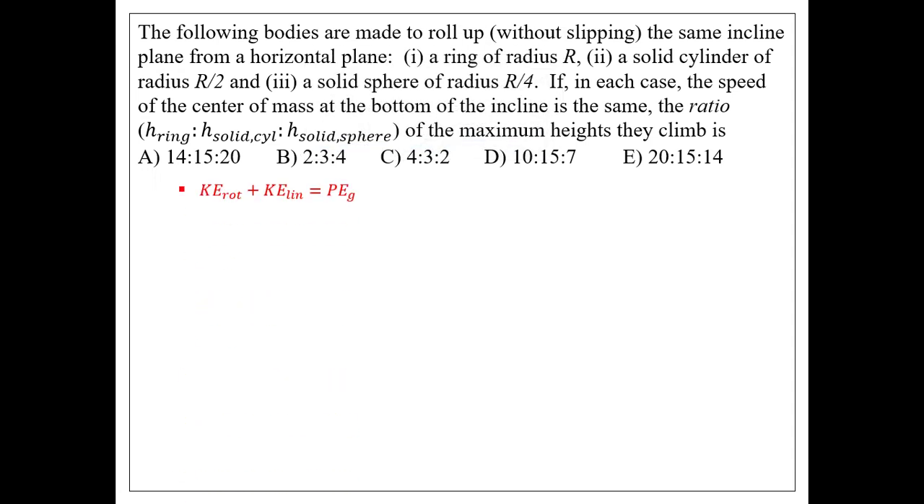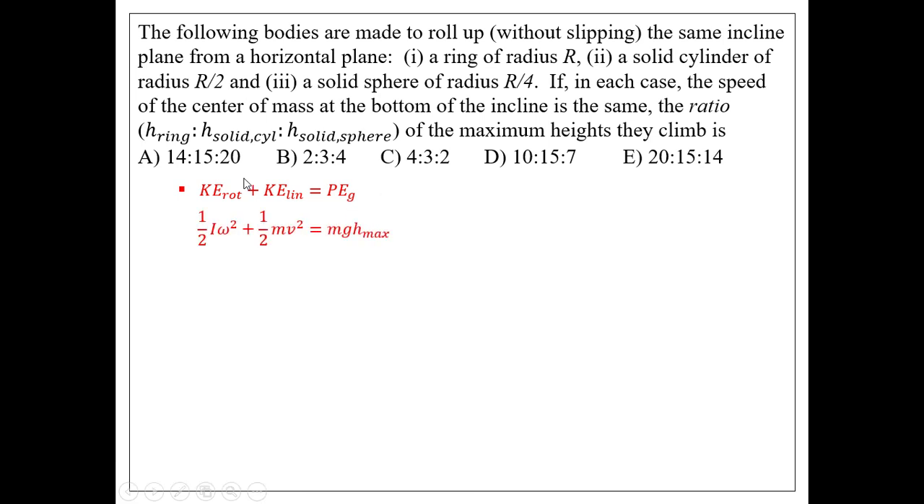So I'm just gonna set up conservation of energy. Initially, on the flat horizontal surface, rolling without slipping would imply that it's spinning, and therefore there's a KE rot, and then because it's moving, there's a KE linear, and eventually all that energy will be converted to potential energy due to gravity at some height.